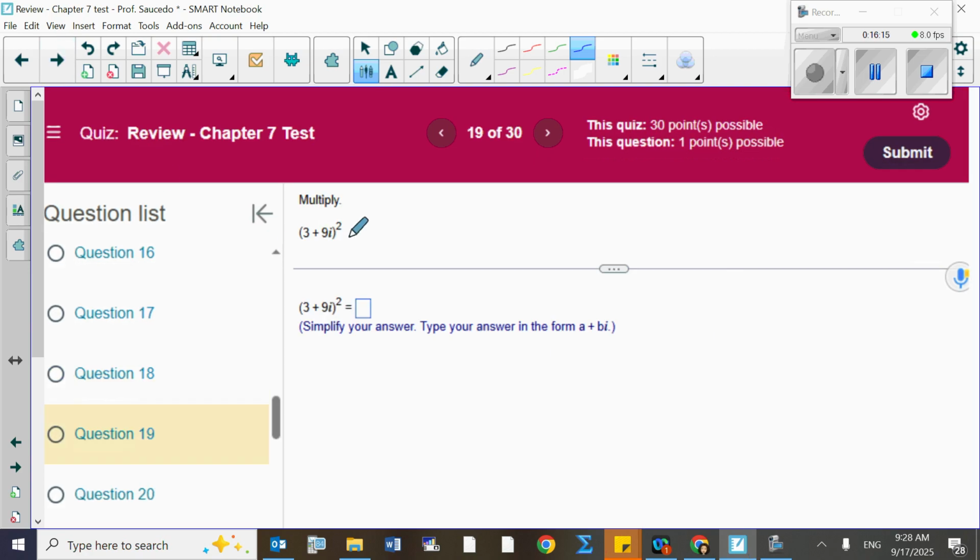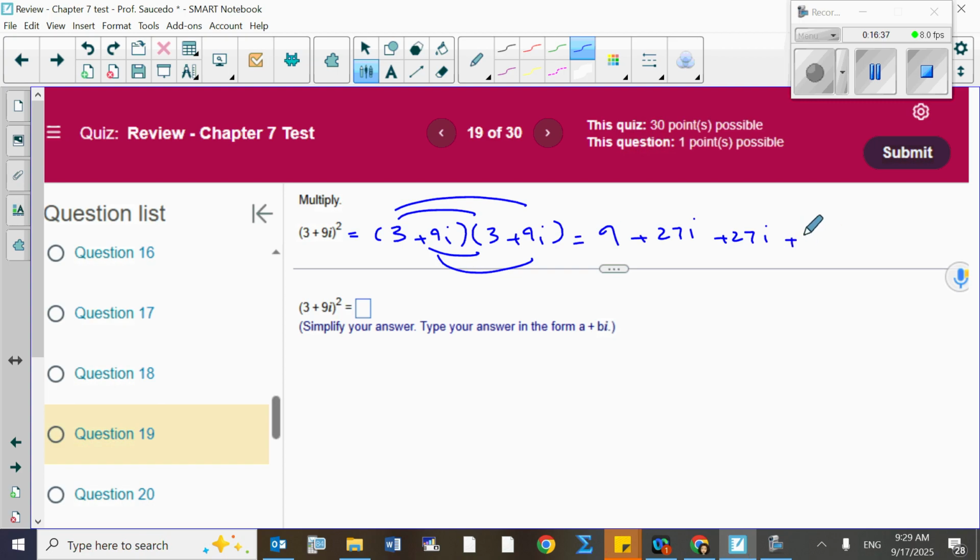Now we want to multiply this. Just multiply 3 plus 9i times itself, because it's to the power of 2, and distribute and simplify. So 3 times 3, 9. This will be 27i. This will be again 27i, and this one will be 9 times 9, 81. i times i is i squared. Now I know i squared is -1. So this will be 9.